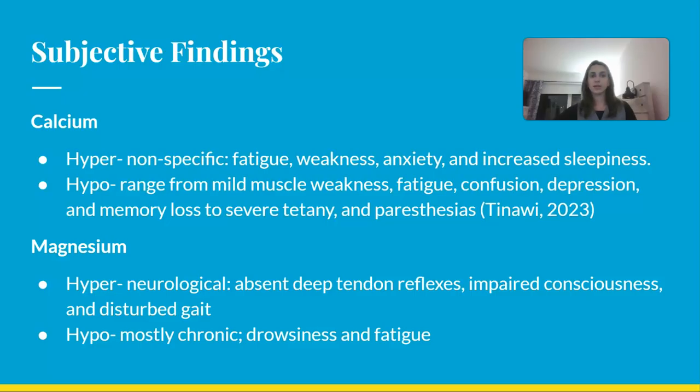Similar things with calcium and magnesium. Hypercalcemia is very non-specific: fatigue, weakness, anxiety, increased sleepiness. And then hypocalcemia, once again, ranges from mild to severe. In severe cases, you're going to have those neurologic issues, tetany and paresthesias. And then magnesium, same for hypermagnesemia as hypercalcemia, where you get a severe lack of deep tendon reflexes, impaired consciousness, disturbed gait. And then hypomagnesemia is more of a chronic issue, so some drowsiness and fatigue.